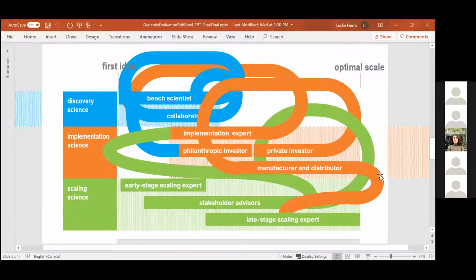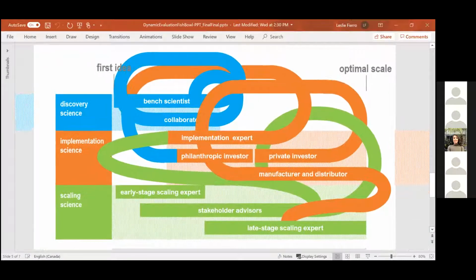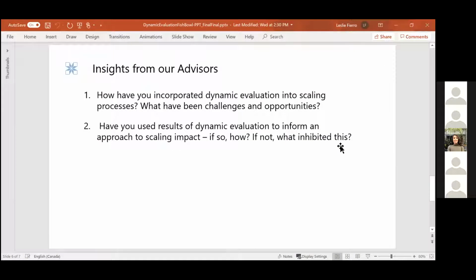So I think that today is going to be a really good set of conversations that's going to help us move on this journey to thinking about what dynamic evaluation needs to look like. What has it perhaps looked like in your context, so that we can go on this journey together in defining what dynamic evaluation might actually be in the future. So here are the questions that were posed for this particular Fishbowl. And I will turn it over to Kike to go ahead and facilitate. Thanks.